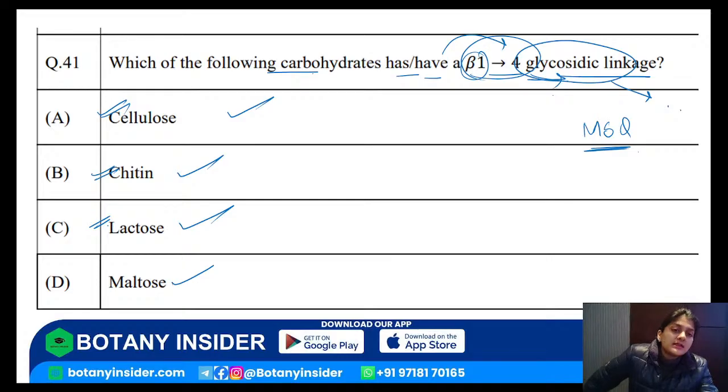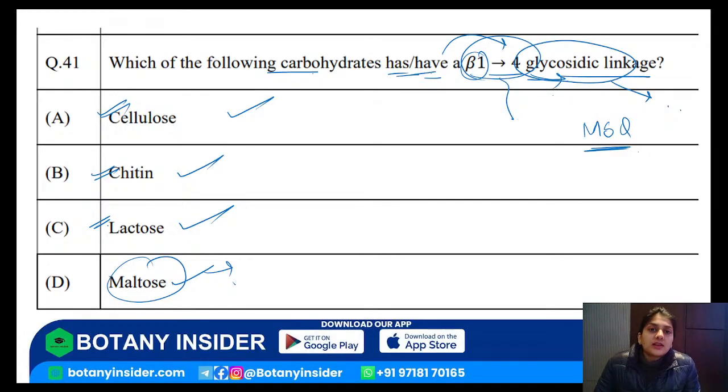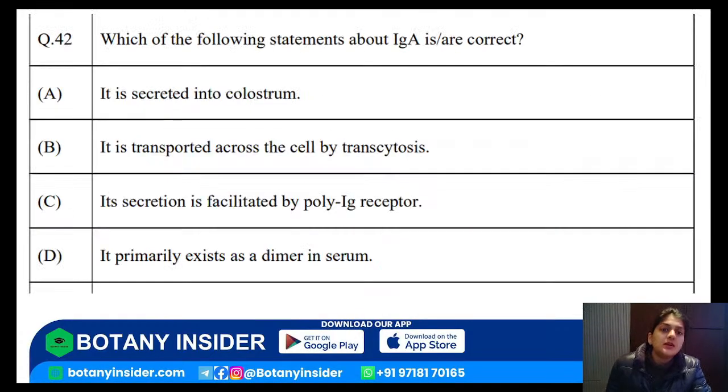Now a similar concept question can be asked in the format of which of the following does not have it. Then the answer would have been maltose. So we have to look into the answers according to what the question is asking. Over here, has or have means one or more than one option could be correct, because in your GATE exam one of the formats is multiple select questions. So make sure that you remember this.